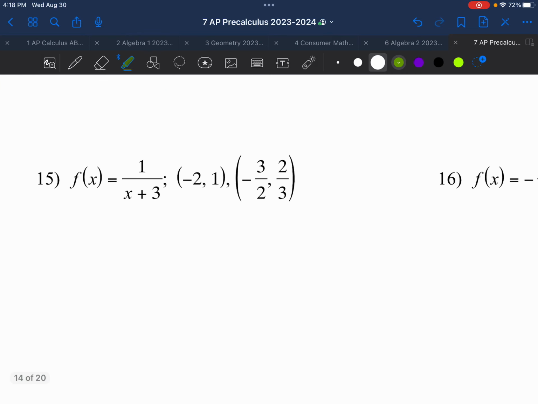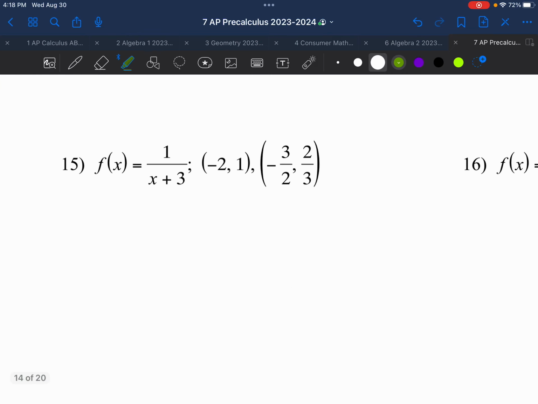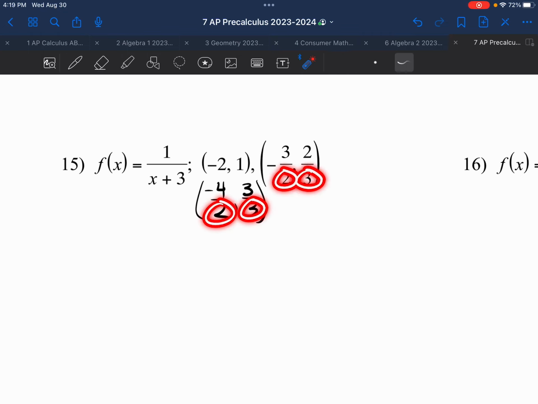All right. Number 15. Here we go. No free y-intercept, sad face. Let's go ahead and make sure that our fraction is nice and ready to go. So I'm going to change our -2 to a -4/2, and I'm going to change the 1 to a 3/3, and now our fractions match up. So this 2 matches with that 2, this 3 matches with that 3, and I just converted these numbers correctly.